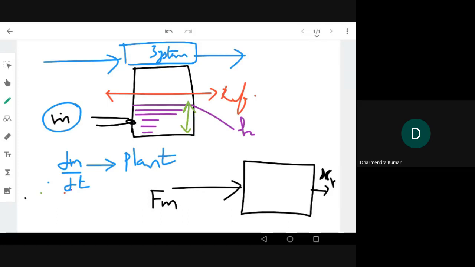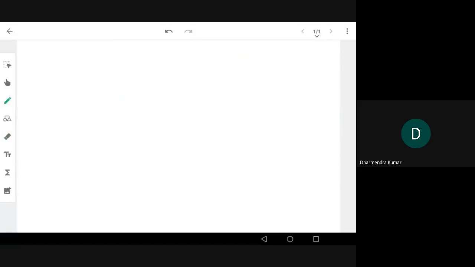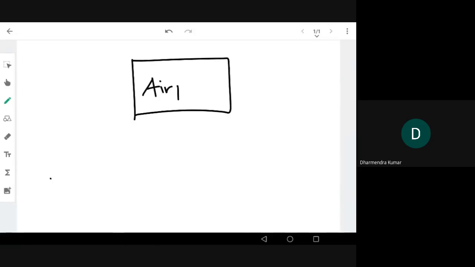I want to give you some more examples. For the same control problem, take the example of an airplane. So your plant is now an airplane. What is the input to the plant?